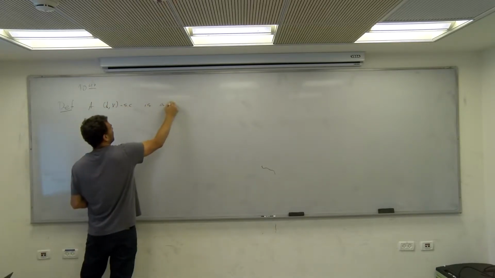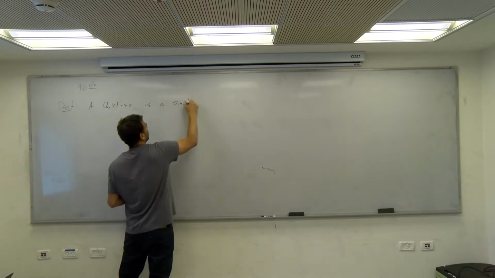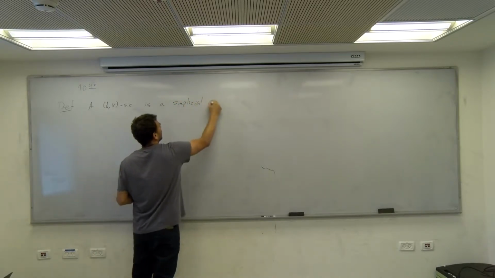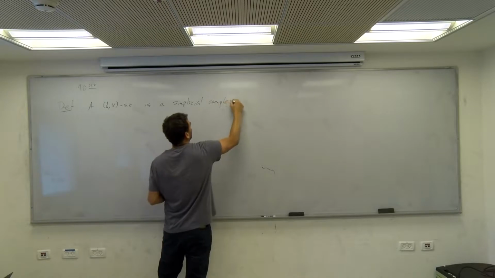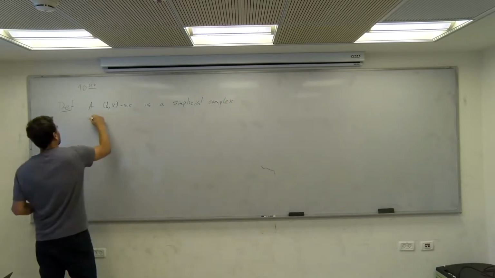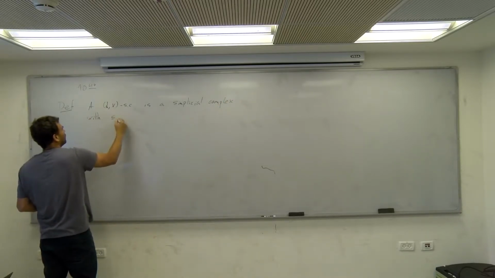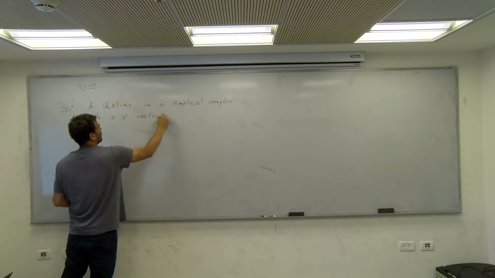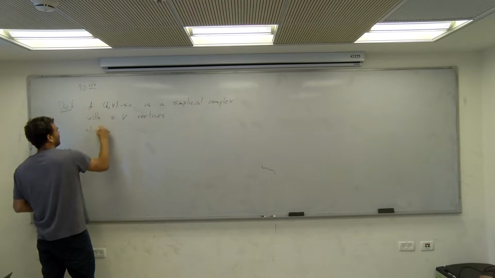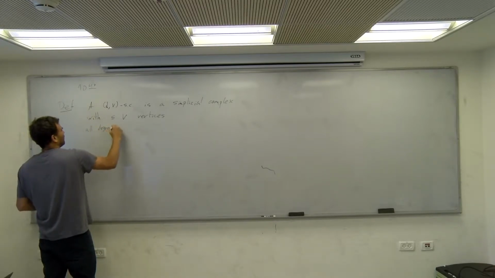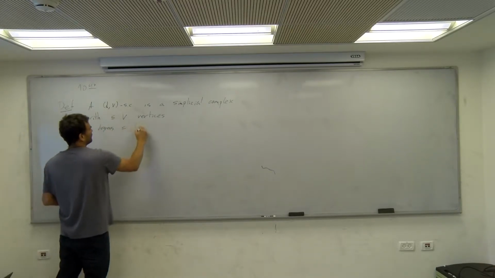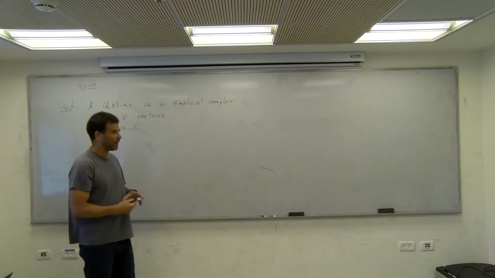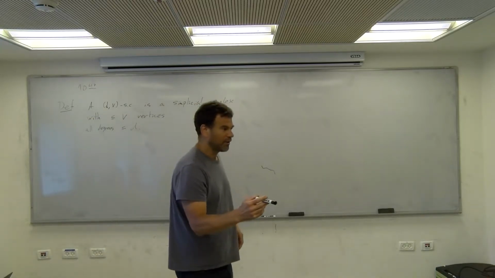So a DV simplicial complex is a simplicial complex with at most V vertices and all degrees are at most D.